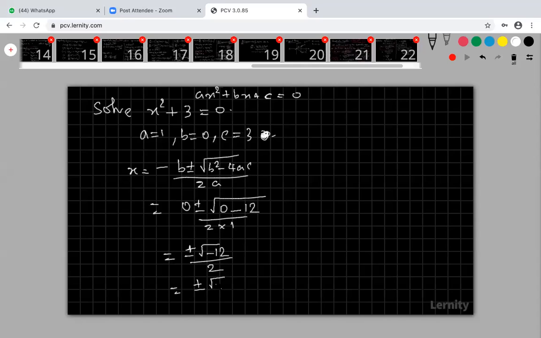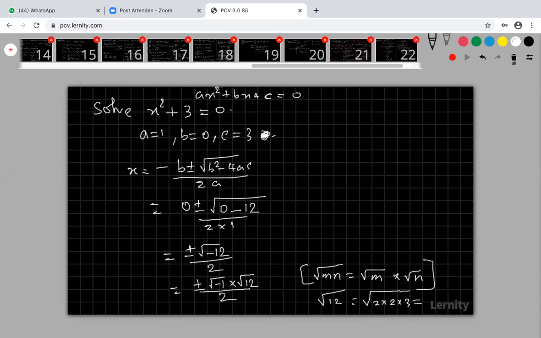This can be written as root of minus 1 into root of 12. Please look at that, we can write like that. Root of mn can be written as root m into root n. I am applying this formula. This minus means minus 1, whole divided by 2. And my root 12 can be written as 2 into 2 into 3. 2 into 2 is 4, 4 3s are 12. So this can be written as 2 root 3.